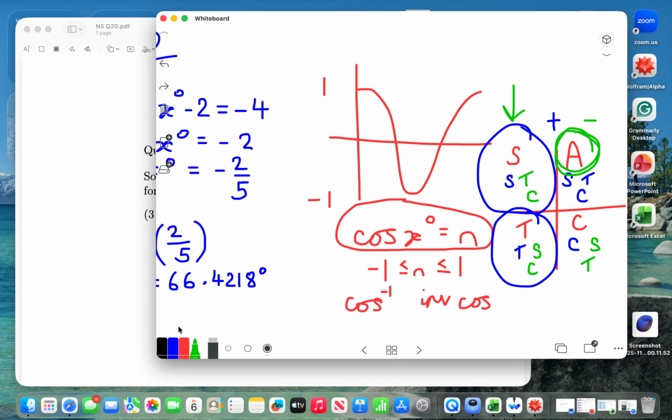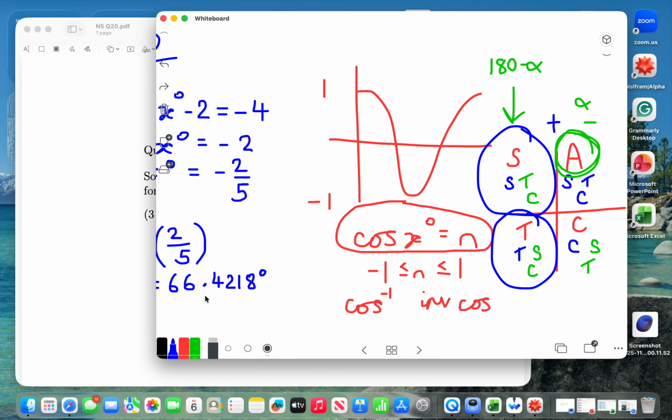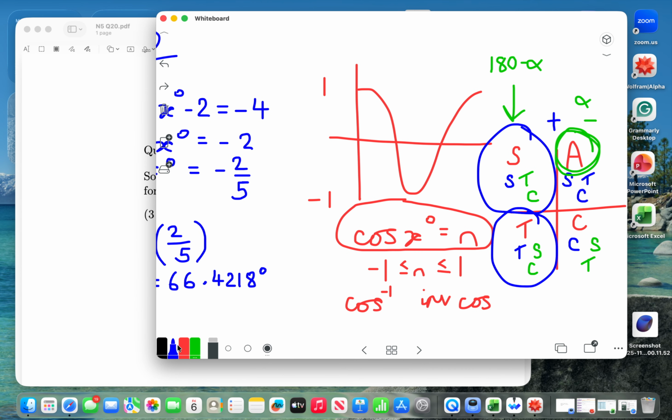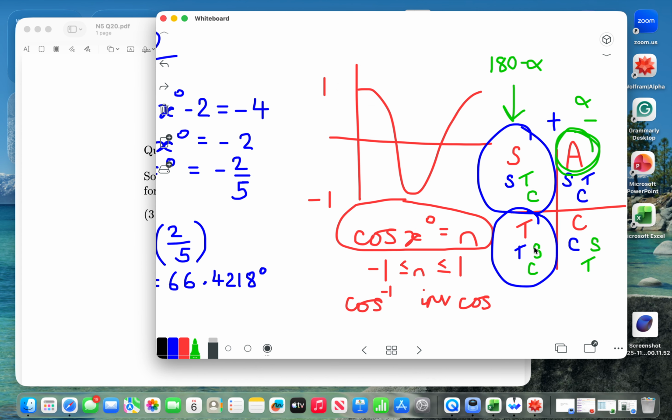So we take 180 minus, and I'm going to call the angle that we got by the calculator alpha. It's like a fish symbol. So 180 minus alpha is a solution. In the T quadrant, the cosine is negative, so this will give a solution, and the angle in this one is 180 plus alpha.